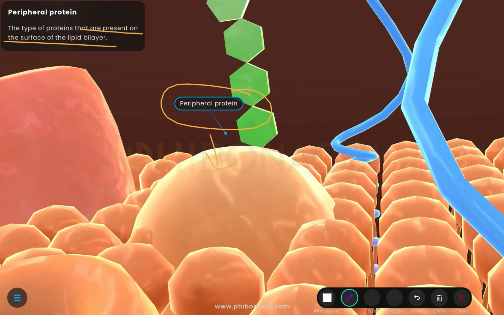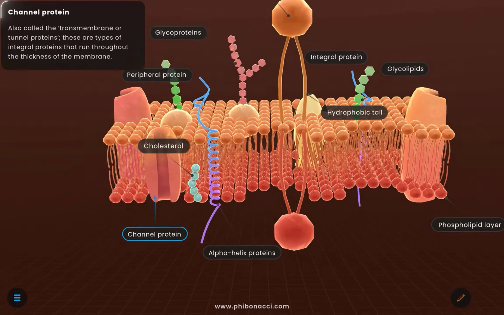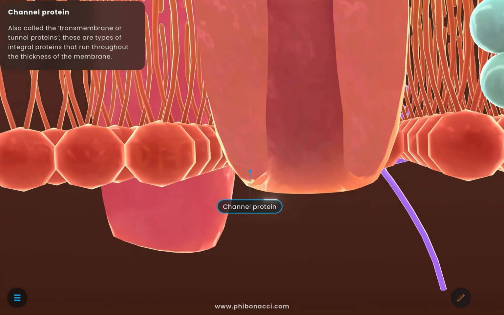Okay, right. Now moving on to the next structure, that is the channel protein. This is the third type of protein that the cell membrane has. It is also referred to as a transmembrane or tunnel protein. Why so? Because it passes along the thickness of the cell membrane. So that is why it is also referred to as the transmembrane or tunnel protein. These were the three types of proteins.